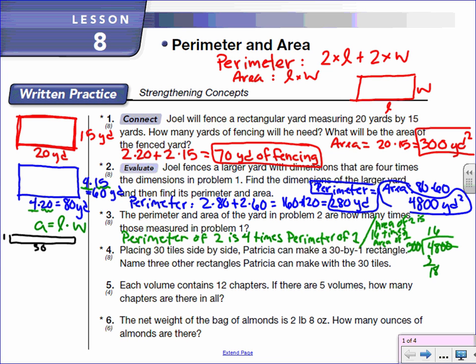Another way would be 2 by 15. Another way would be, let's see, 3 by 10. And then another way would be 5 by 6.